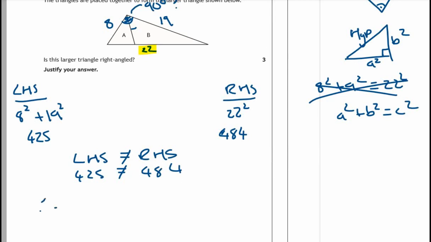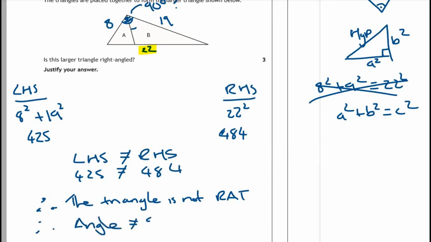So therefore, and that's just the three little dots. Therefore, the triangle is not a right angled triangle. I'm just going to say RAT for short. Okay. Therefore, angle does not equal 90 degrees. Okay. Maybe we don't need that last line actually, but that's how I'll be laying this out.